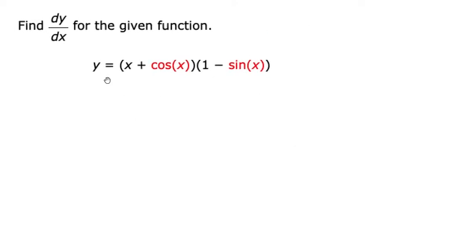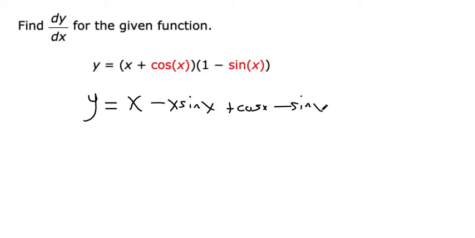Before we even try to evaluate the derivative, you could just multiply these two parentheses together and rearrange it algebraically. So x times 1 makes x, x times negative sine x makes negative x sine x, cosine x times 1 makes cosine x, and cosine x times negative sine x makes negative sine x cosine x. And when we evaluate the derivative, we do it term by term.